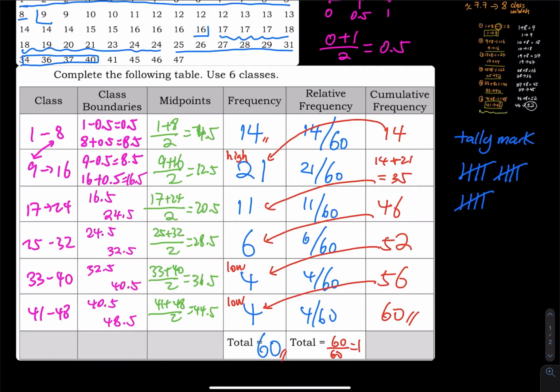And then also you can see that most of the people are concentrated in the first 3 classes, right? 14, 21, and 11. And then you can say, all right, looks like in this area, most people travel 1 to 24 miles to work, because the highest frequencies are concentrated in those three classes. So most people travel 1 to 24 miles to work.